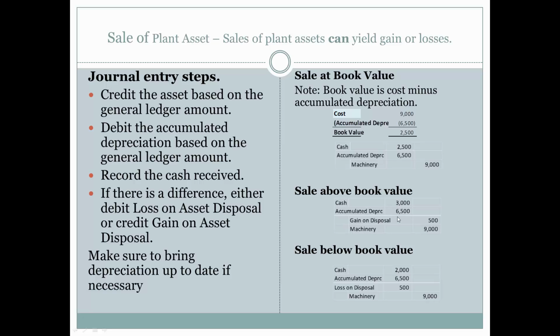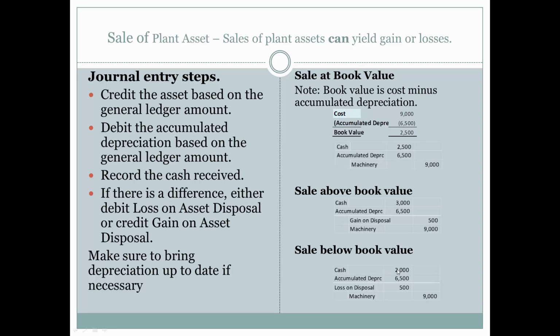But in this instance, we can see that our debits total 9,500 and our credits total 9,000, so we're out of balance by $500. This would represent a gain, which makes sense because we sold it for 3,000. The book value was 2,500, so this means that there was a gain of $500 when it was sold above the book value.